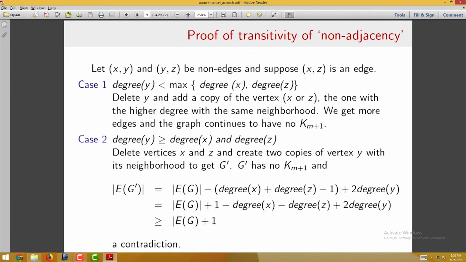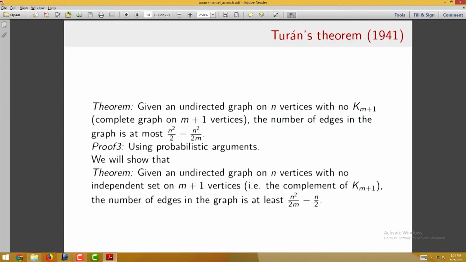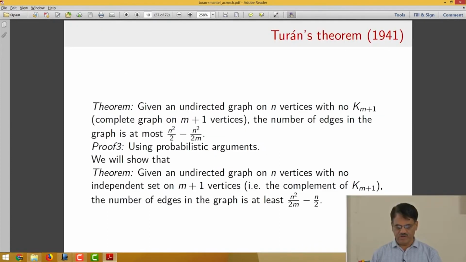Now, finally, I will give one proof which is a bit of an algorithmic, randomized, probabilistic kind of proof, and then we will conclude. So, what we will show is the following, a slightly different phrasing of the same theorem. If you have a graph on n vertices with no independent set on m plus 1 vertices, then the number of edges in the graph is at least something.